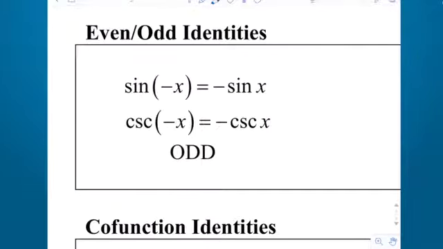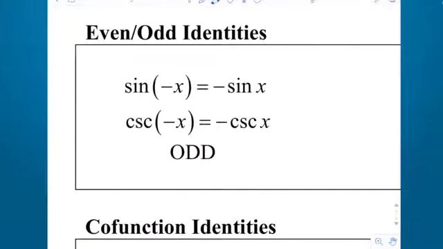The next set of identities, you have to memorize the PIDs because you didn't know those previously, but now you do. The next set of identities, you don't have to memorize because, again, you already know them. These are the even and odd identities, and this deals with the symmetry of every trig function. Every trig function has some type of symmetry. There's only two trig functions that are even. What are they? Cosine and secant, because they're reciprocals of each other. The other four are odd.